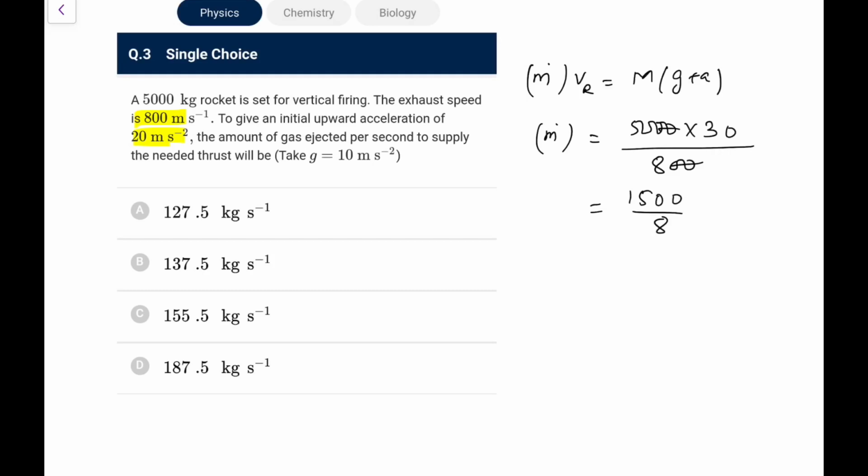So it would be roughly, if you can solve it, 1 and then 8, and that would give you 70. 70 means 8 8s are 64, then 60, that is 187.5 kg per second. That is the answer that I am getting. So go for option D in this case.